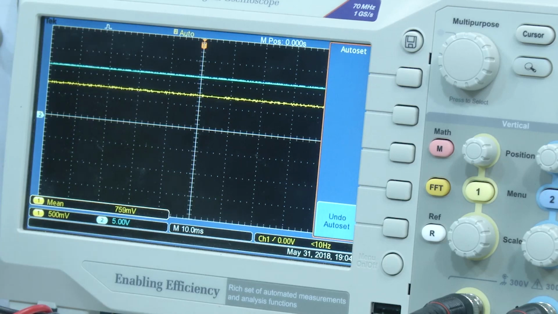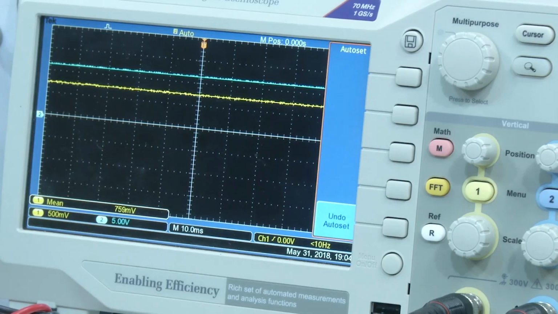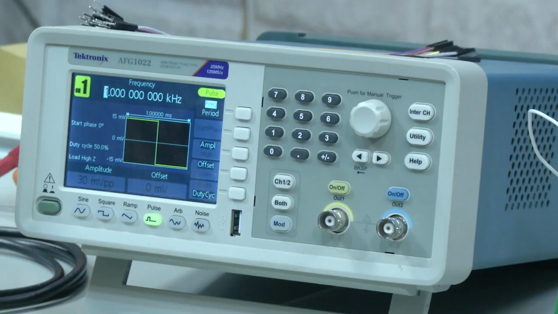Now, since it is at 0.7, it cannot go to the negative state. If it cannot go to a negative state, it cannot discharge. So the capacitor is always at this stage unless we provide a negative triggering pulse. In order to generate a negative triggering pulse, we will take a function generator and generate some pulse output.